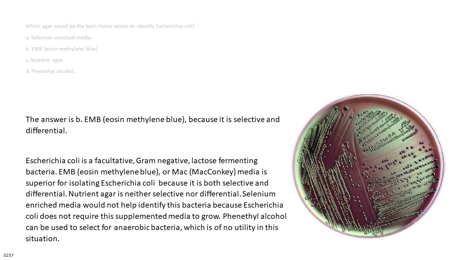The answer is B. EMB, eosin methylene blue, because it is selective and differential. Escherichia coli is a facultative, gram-negative, lactose-fermenting bacteria. EMB, eosin methylene blue, or MAC, MacConkey, media is superior for isolating Escherichia coli because it is both selective and differential. Nutrient agar is neither selective nor differential. Selenium-enriched media would not help identify this bacteria because Escherichia coli does not require this supplemented media to grow. Phenethyl alcohol can be used to select for anaerobic bacteria, which is of no utility in this situation.